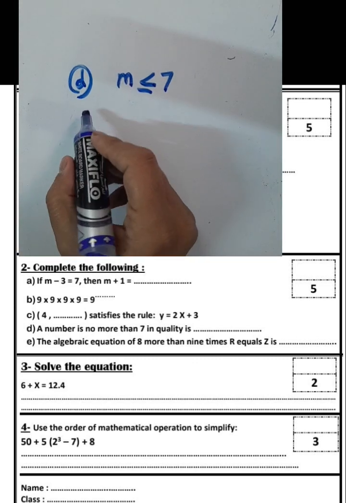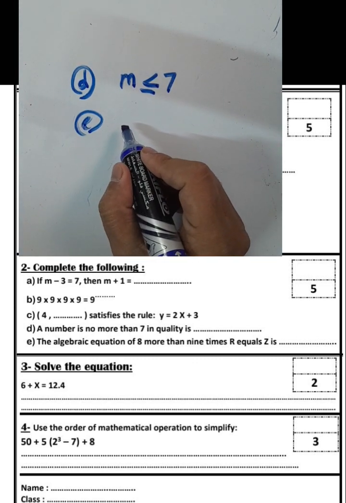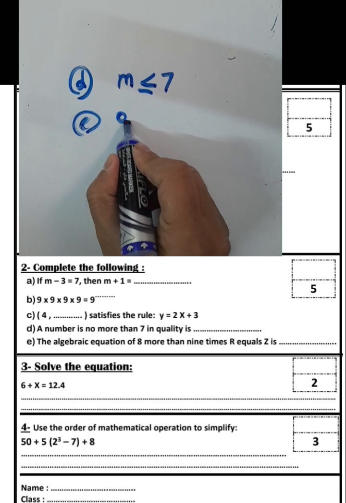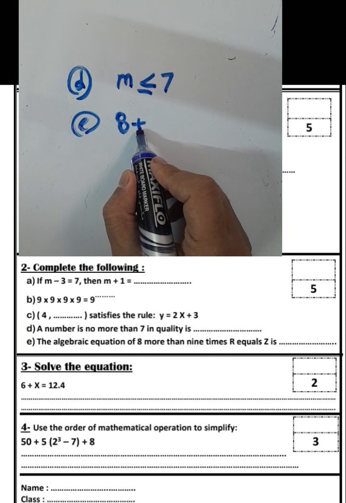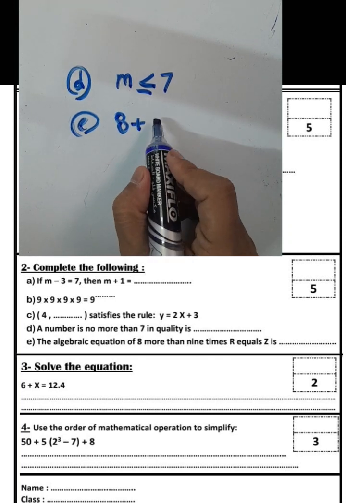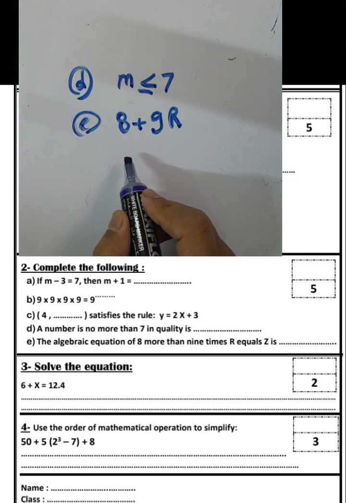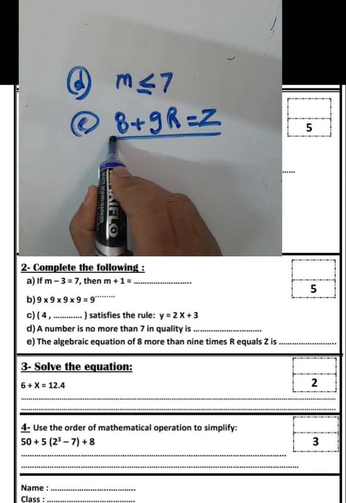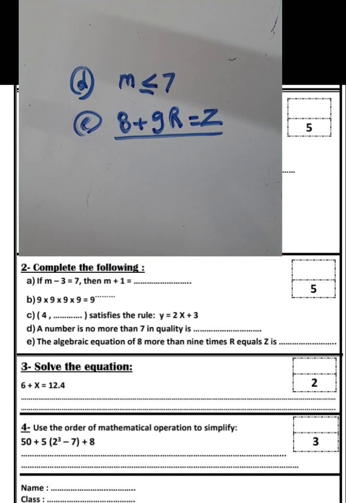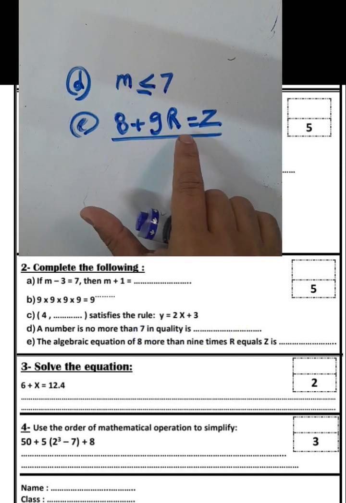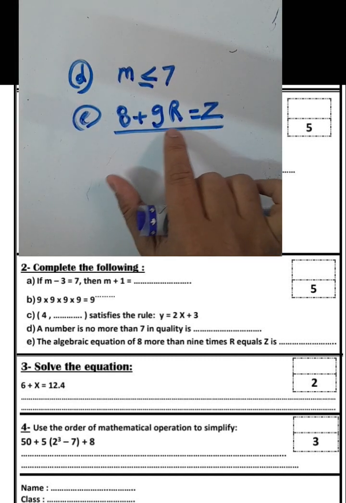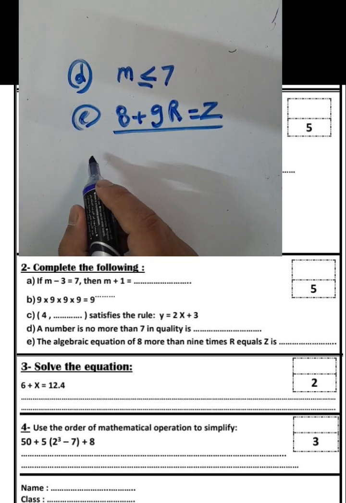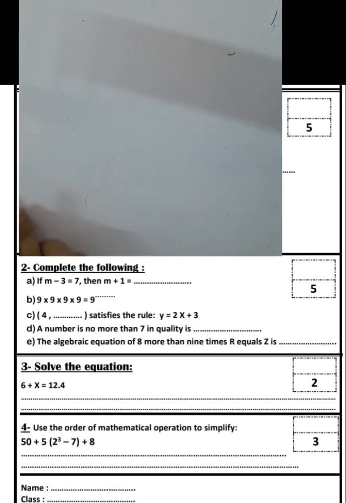Okay, letter E. The algebraic equation: 8 more than 9 times r equals z. 8 more than means plus, more than 9 times r. Again, the algebraic equation 8 more than 9r equals z. 9 times r means 9r. It was the last question.